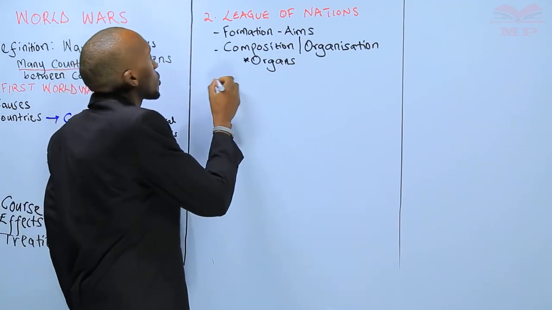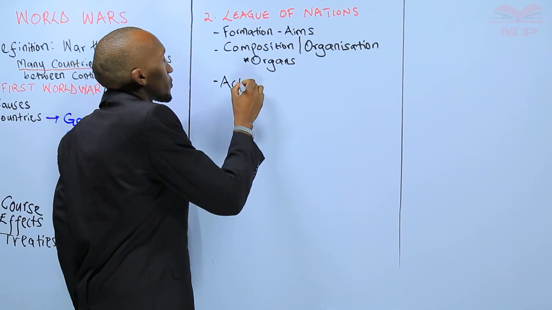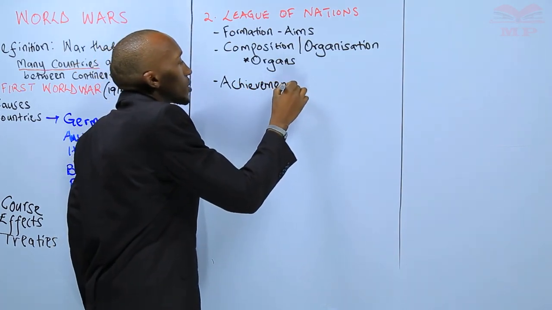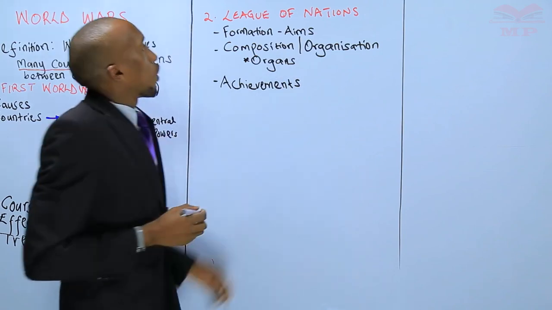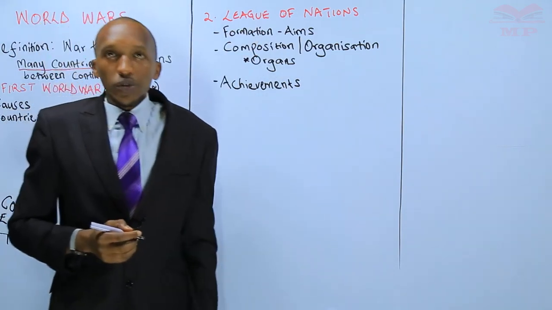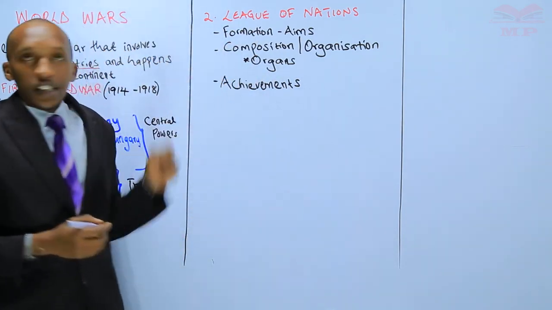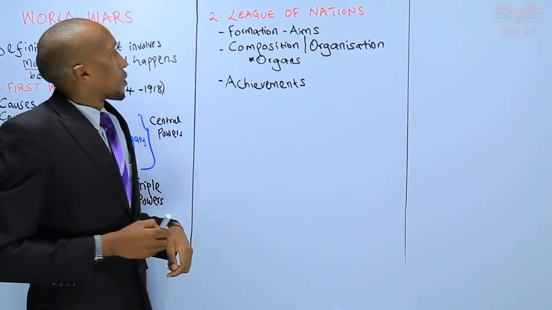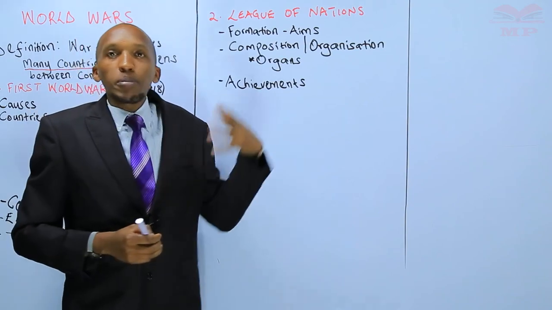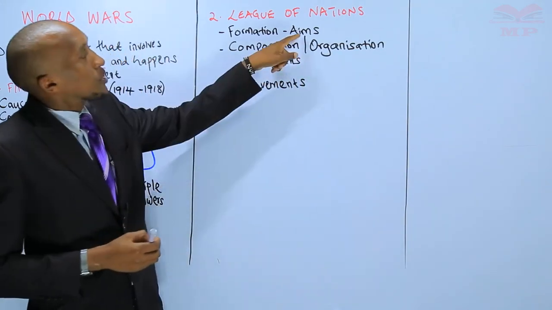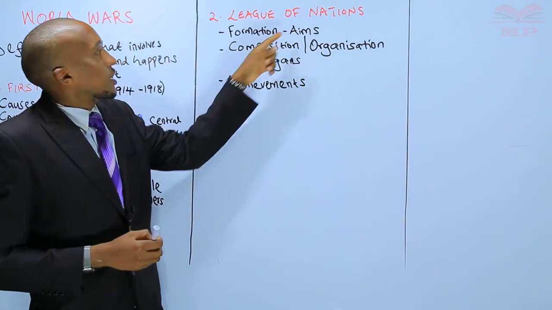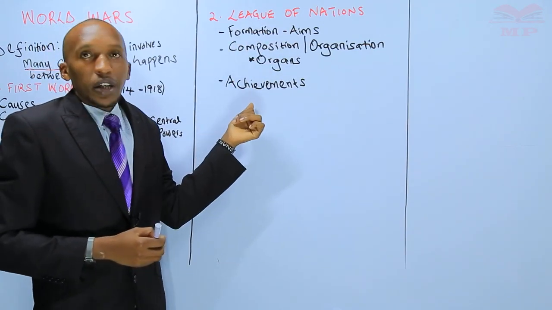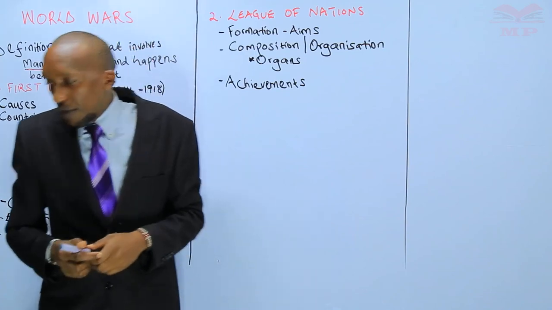And then we are going to look at the achievements of the League of Nations. What did it achieve? If there was any achievement, we are going to look at the achievements. Did it play its purpose? We have talked of aims. So we are going to look at, did the League of Nations achieve any of its aims? And as we can see here, there were some achievements that they made.